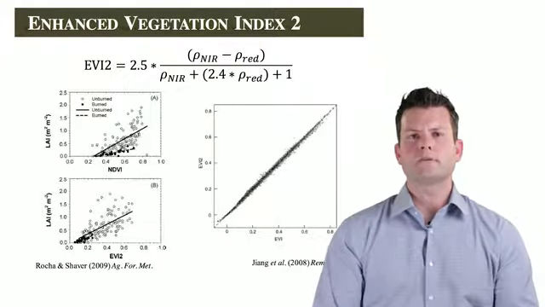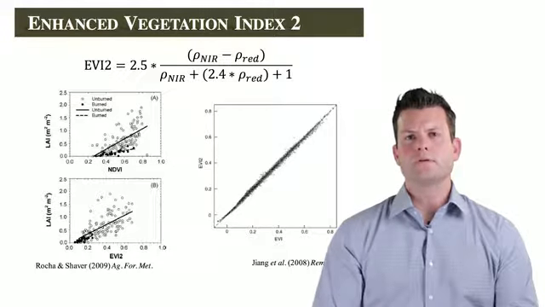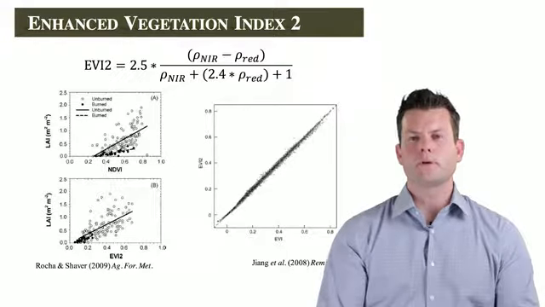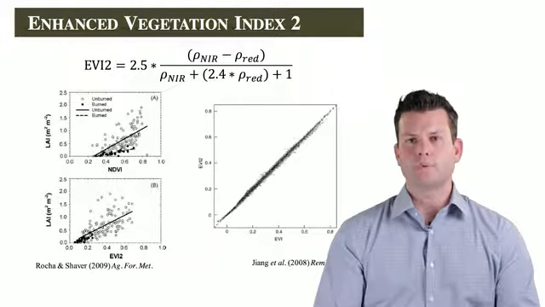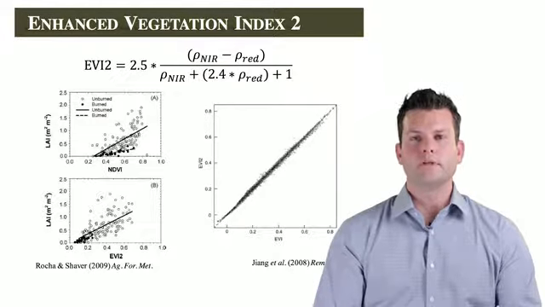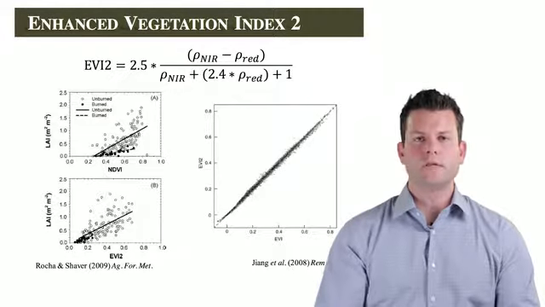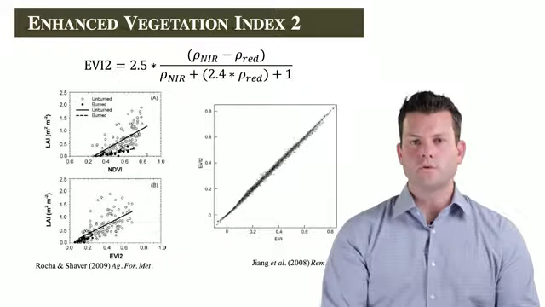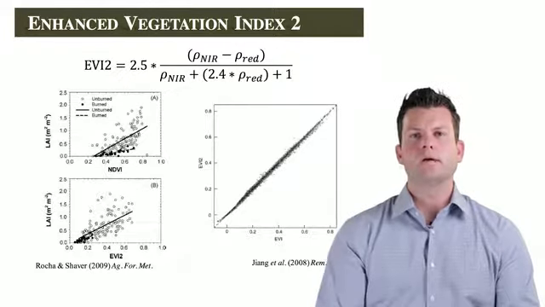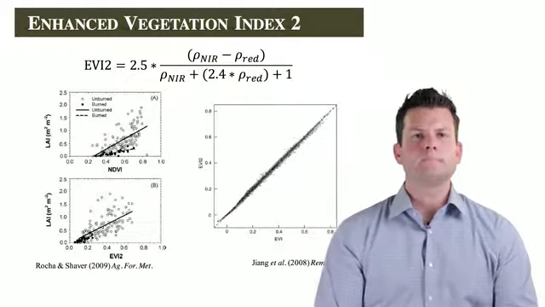On the right-hand side, you can see that when Jiang calculated his EVI2 and compared it to the traditional EVI, it's nearly a one-to-one relationship. For all intents and purposes, EVI2 was equivalent to EVI. So that's encouraging that we don't need the blue band. We can just use the two inputs, the near-infrared and the red band, to calculate EVI.